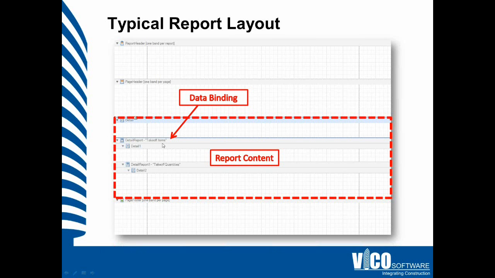we get a detailed report band that's bound to takeoff items, which means that that band goes through the collection of takeoff items that you've created in your project. It creates a new line for each takeoff item that you have in your project until it reaches the end, and that's when it continues either to the next detailed report band that you have in the body of your report template, or it finishes the report.